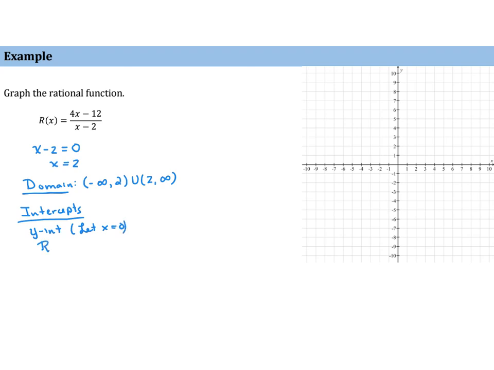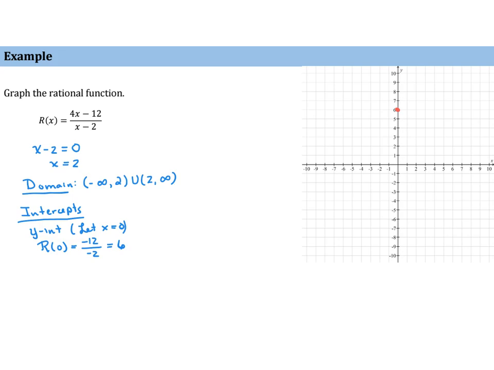So r of 0, we're going to substitute 0 in for x, which will give us negative 12 over negative 2, which is equal to positive 6. So we can plot that on our graph.